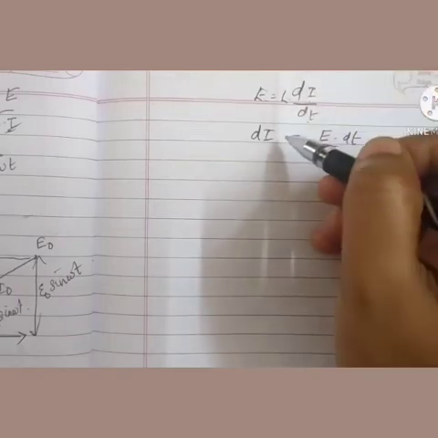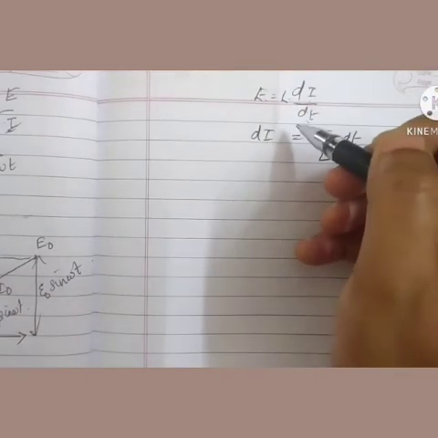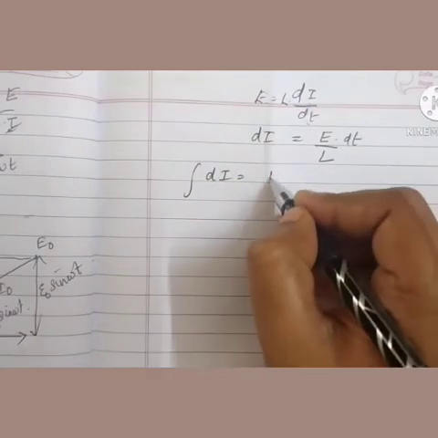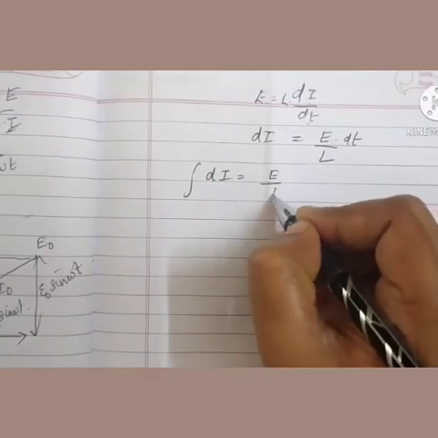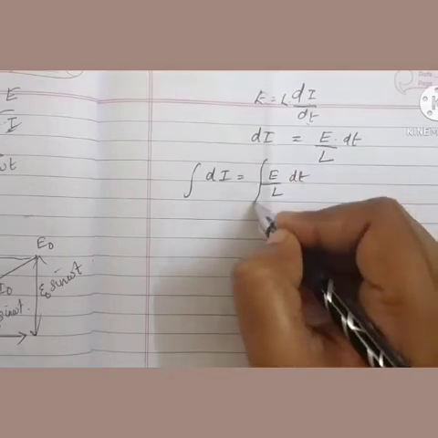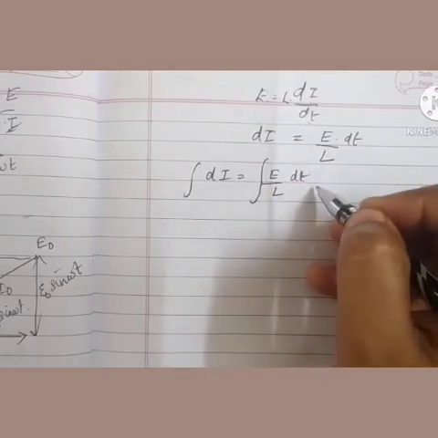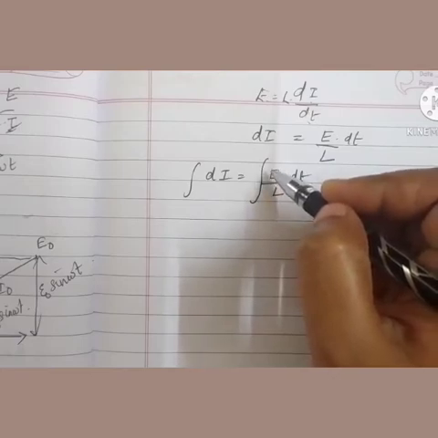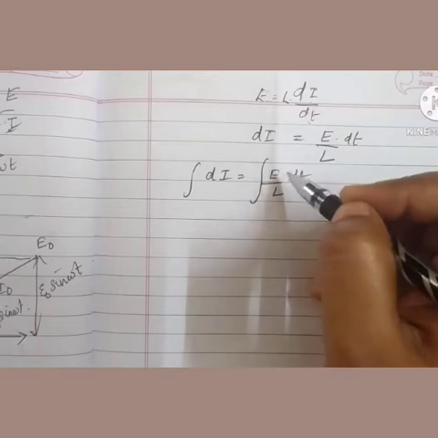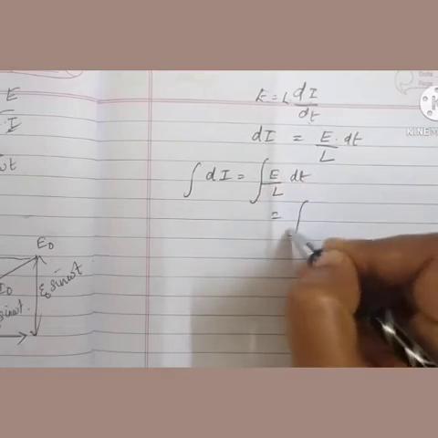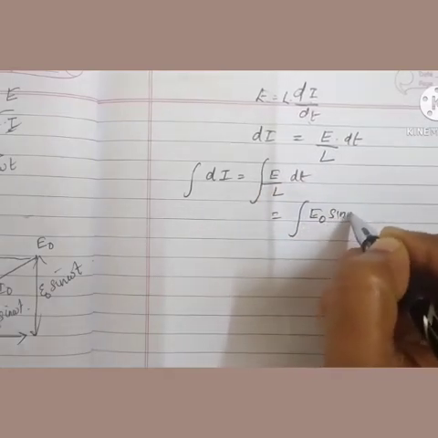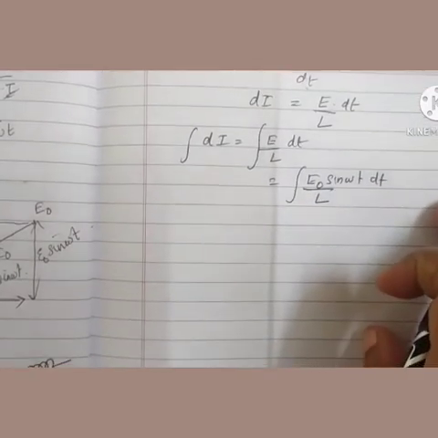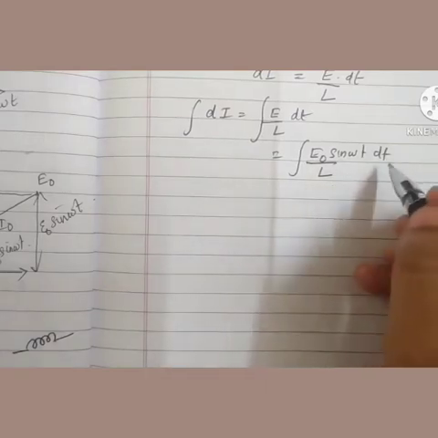Now how to find I from di? You will integrate, right? So integrating di, you will get the integral of E by L dt. Now what is E here? E, as you know, is E naught sin omega t. That is the integral of E naught sin omega t dt divided by L. Clear?